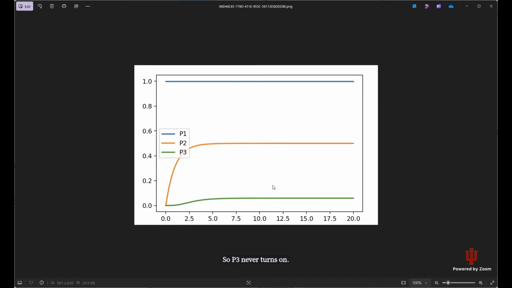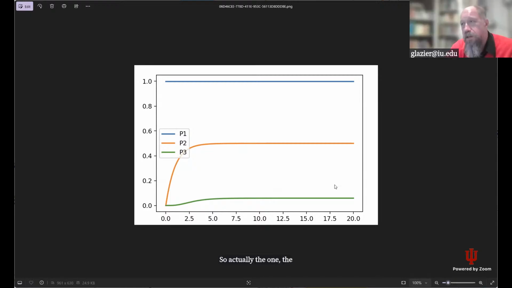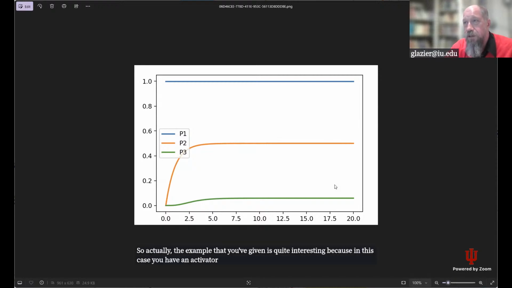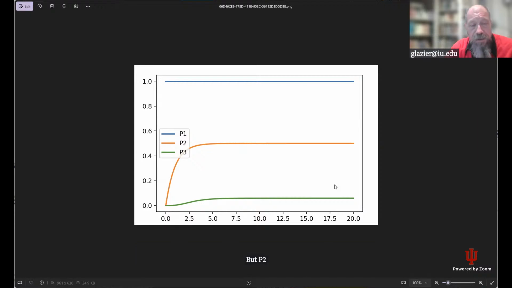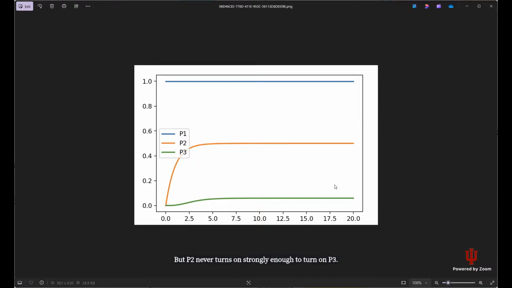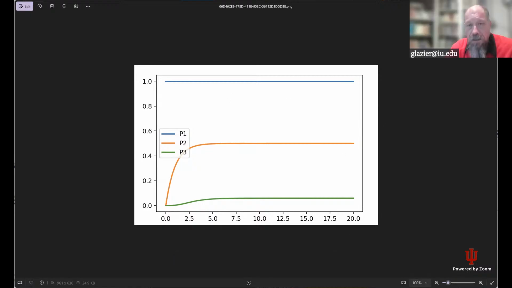So actually, the example that you've given is quite interesting because in this case, you have an activator. P1 activates P2, P2 activates P3, but P2 never turns on strongly enough to turn on P3. So that's that one. And let's look at the other one.